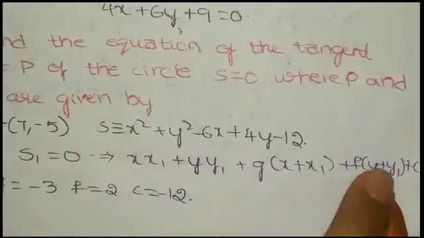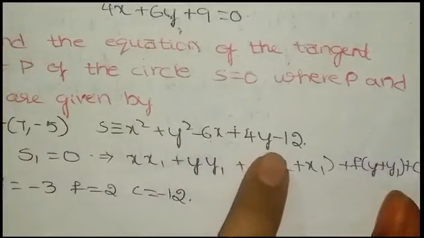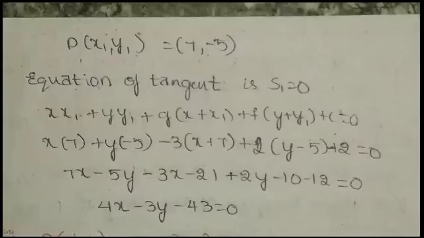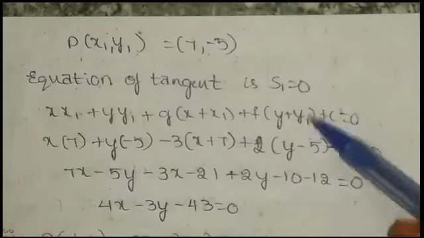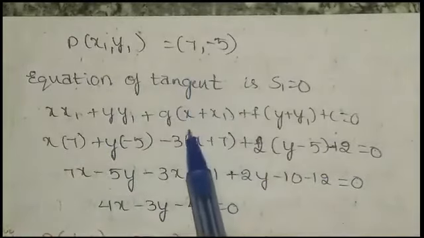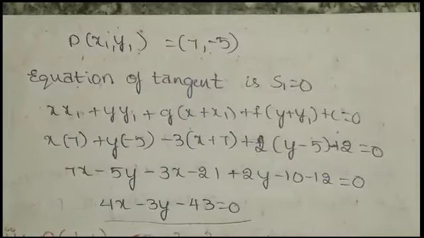First of all, find the g value and the f value. g is minus 3, f is 2, c is minus 12. Substitute the values. After substituting x1 and y1 with 7 and minus 5, and g is minus 3, f is 2, we will get this equation.